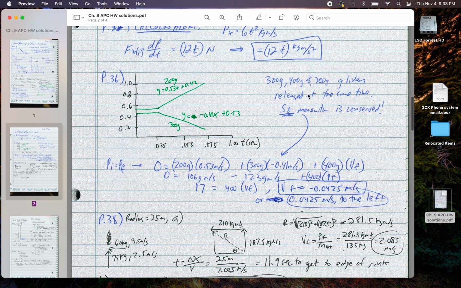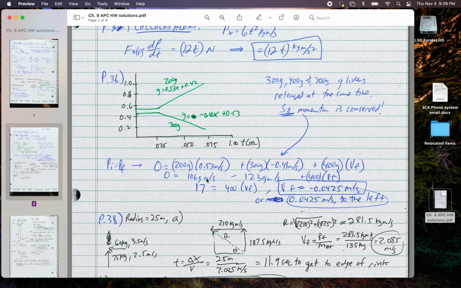So you have 3 carts, or they're gliders, they're all still. It shows you graphs of the motions of the 200 gram and 300 gram cart. You're asked to find the speed afterwards of the 400 gram cart. So I know that the total momentum at the beginning is 0, so therefore in this isolated system, the momentum at the end has got to be 0.